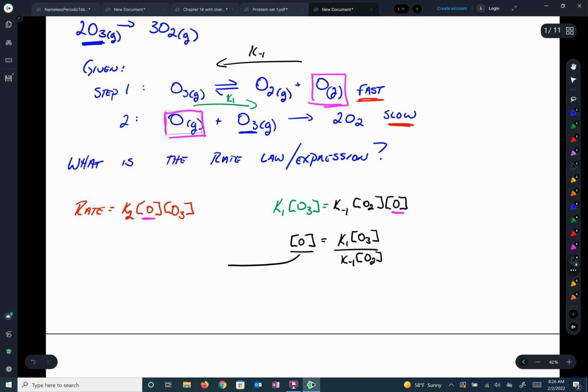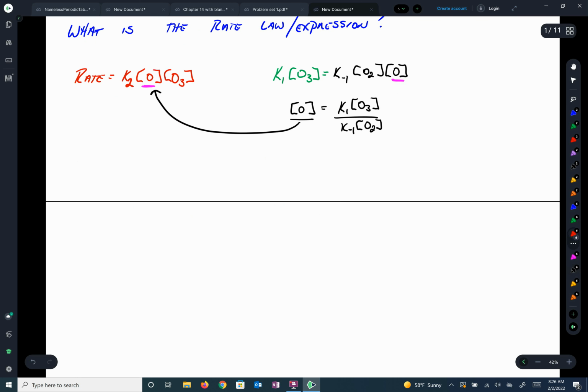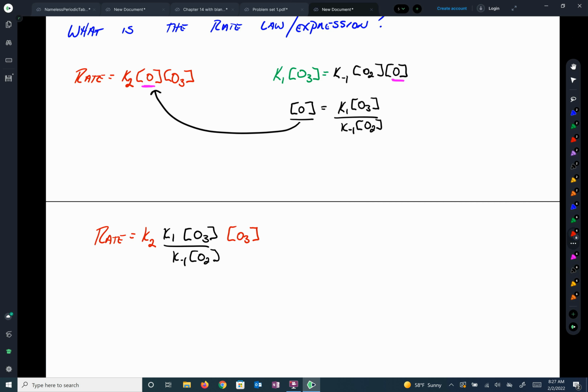And then I can take this expression into here. So let's see what that gives us. So I got rate equals k2, then I got k1 [O3] over k minus 1 [O2], and then I still have that [O3] right here. Everybody with me so far? Just taking that concentration of O there and plugging it in. Let's make this look a little bit nicer.